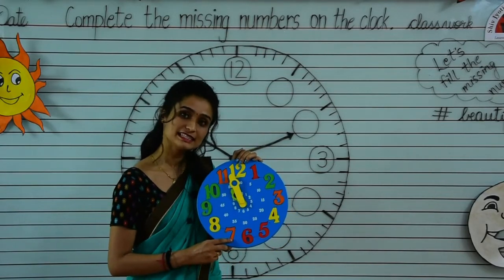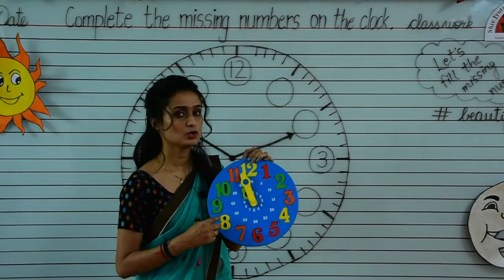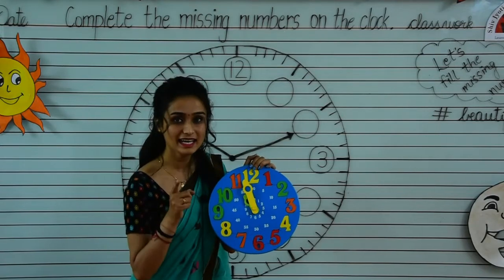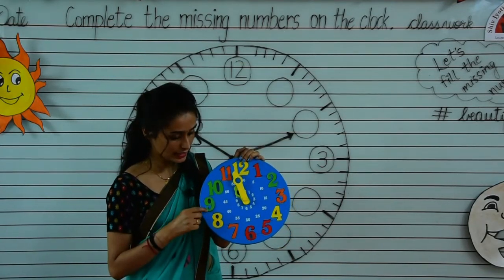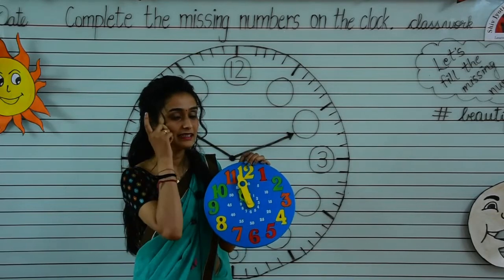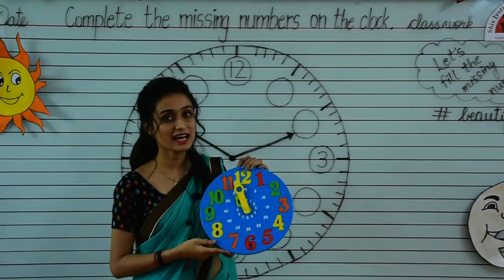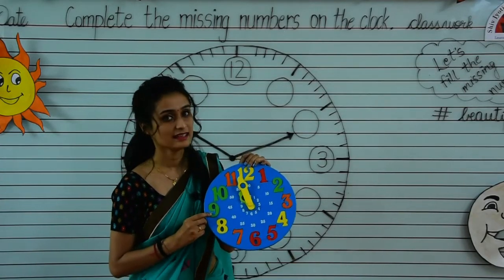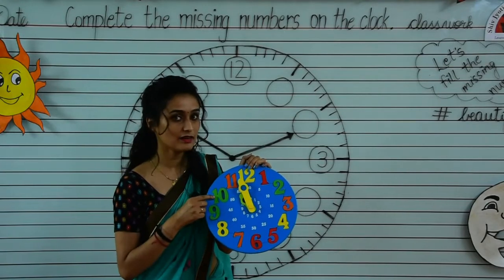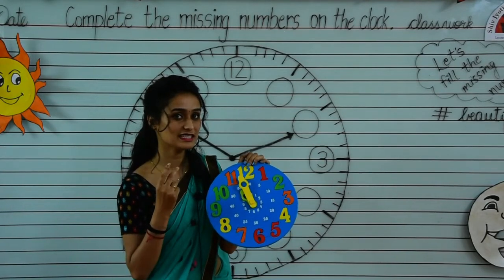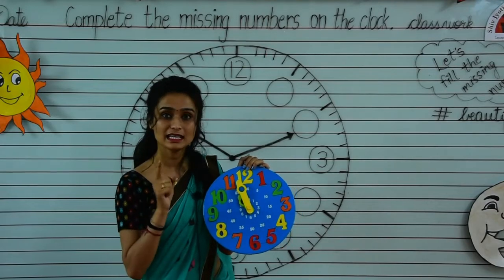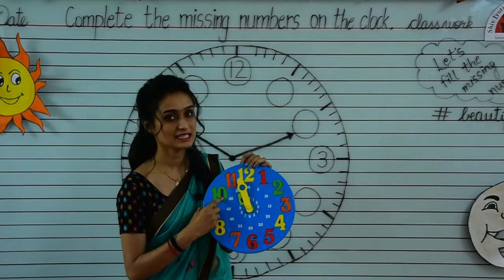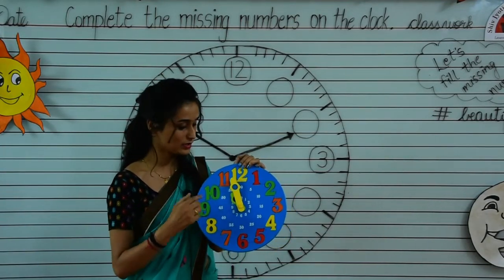After 7, 2 circles together makes it 8. After 8, which is the next number? Think. Yes, you are right. The next number is 9. What comes after 9? This is a 2-digit number. Tell me fast. Yes, this is 1, 0, 10. Very good kids.